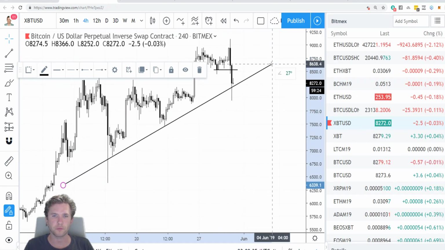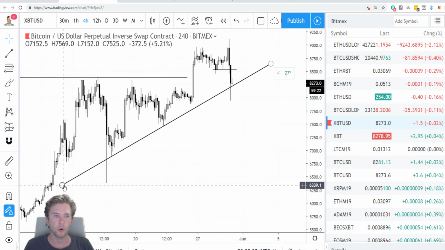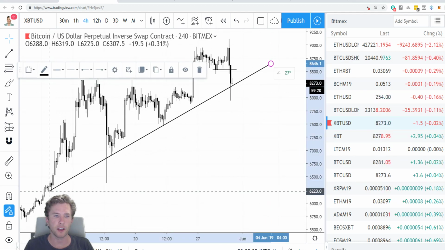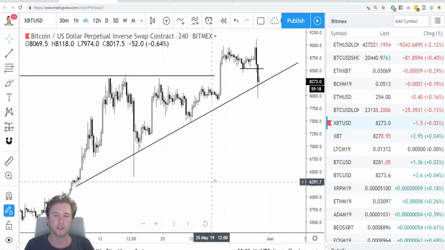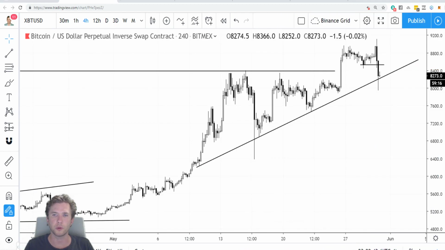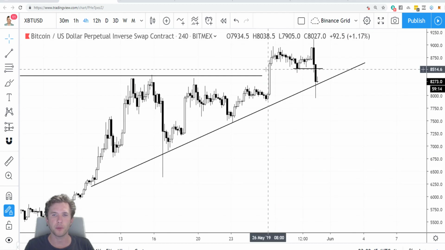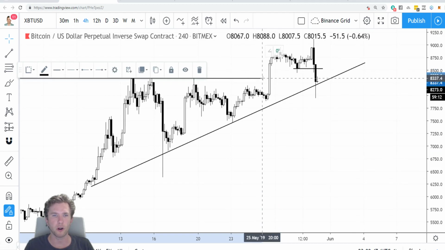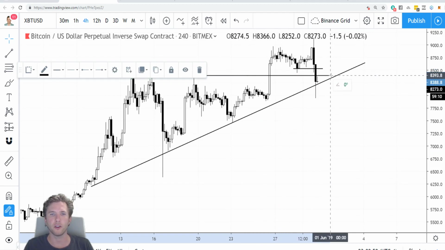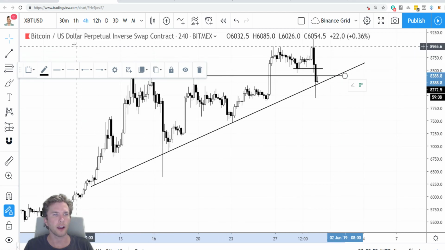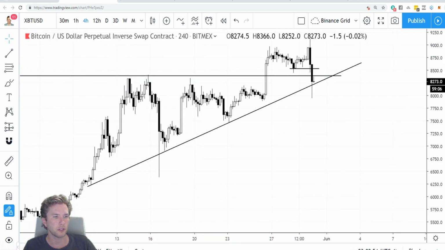So it's important that we identify what our goals are. Right now our goal is to protect our capital, not give our capital back to the market, and wait for a higher quality, higher confirmation setup.